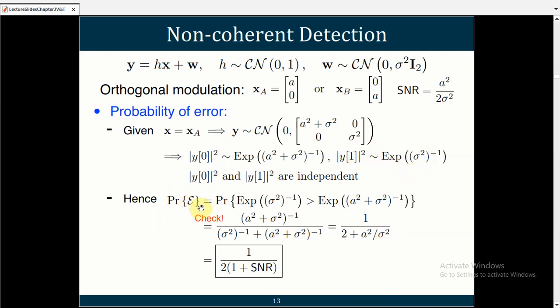Hence the probability of error is given by the probability that this value is greater than this value. When you calculate and put in the values of these probabilities, which will be shown in detail in the notes, it is given by 1 over (2 plus a squared over sigma squared), which is equal to 1 over 2 times (1 plus SNR).